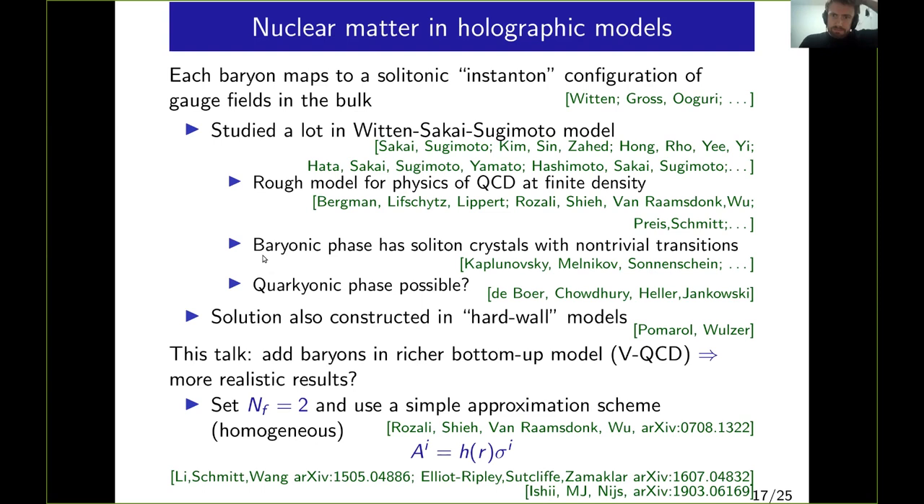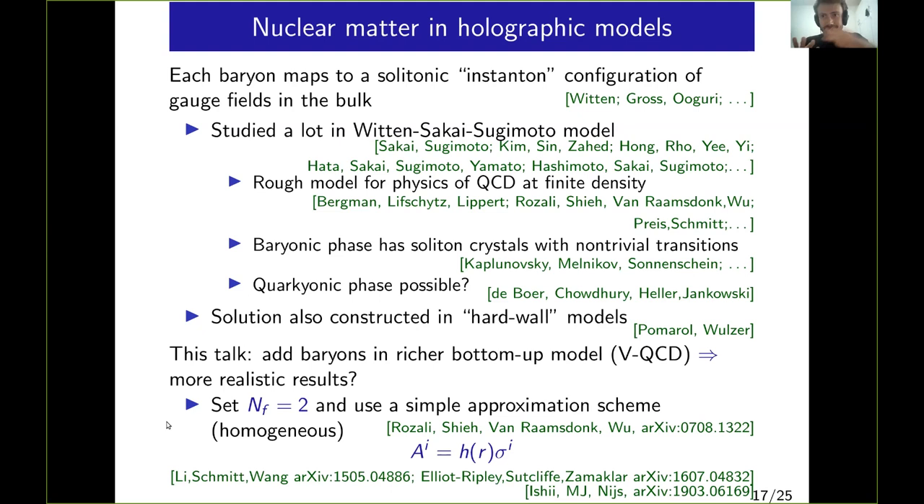The baryons form these instanton crystals with some non-trivial structure. There are also hints that you can get something like quarkyonic phases, which is a phase expected in large N QCD in the relevant region. These solutions have also been constructed and studied in hard wall models. But in the rest of the talk, what I will discuss will not be based on the instanton, but on a smeared instanton configuration.